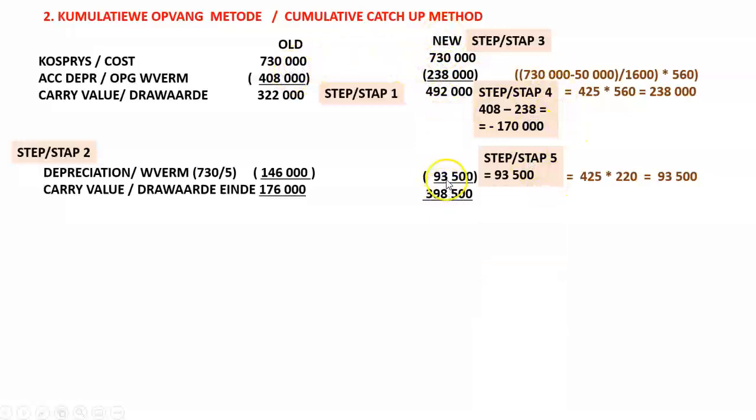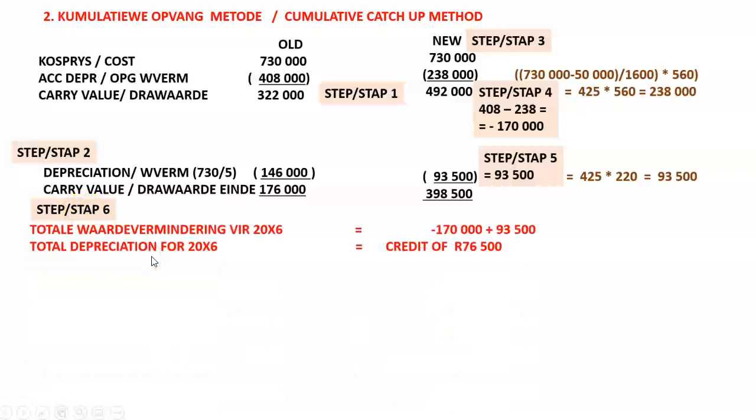Then I'm going to continue with my calculations, and I'm going to calculate my actual depreciation charge for the year, which will be 425 Rand per unit multiplied by 220 units produced, which is 93,500. And that now is my second component of my depreciation charge for the year. So my total depreciation is going to be a difference between those two. So it's going to be a net credit in my income statement of, what is the difference? 170,000 less 93,500, 76,500. Step 6, determine, here it is, 76,500, our total depreciation for the year.